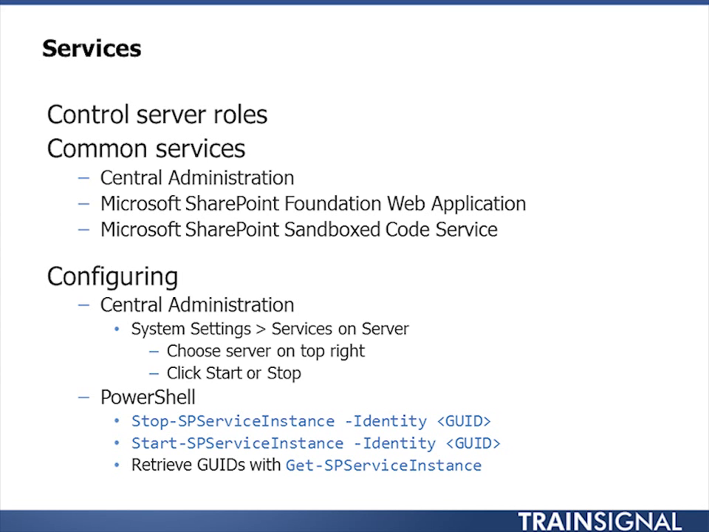Now, two little catches there. Number one is if I want to run that on a different system, I'm going to use Invoke-Command. Number two is this requires the GUID, so I will need to go retrieve the GUID. To do that, we're going to use Get-SPServiceInstance. What I want to do here is take a look at how we're going to do this inside of central administration, and then I'm going to double back and take a look at how we're going to do this inside of PowerShell.